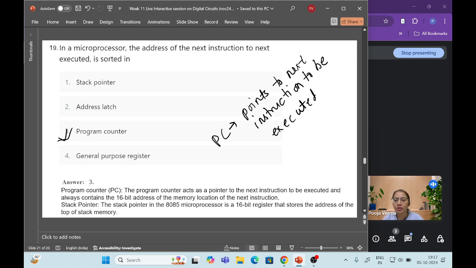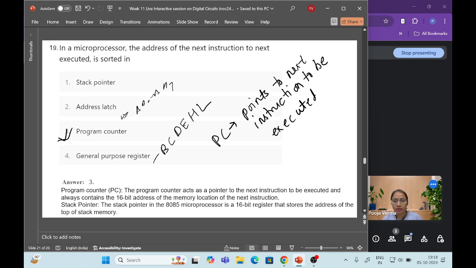And what will the stack pointer do? The stack pointer in the 8085 microprocessor is also a 16-bit register that stores the address of the top of the stack memory. General purpose registers, as we already know, are BC, DE, HL. They contain 8 bits and store 8-bit data. And address latches are the address lines AD0 to AD7. So option 3 will be the correct answer for this question.